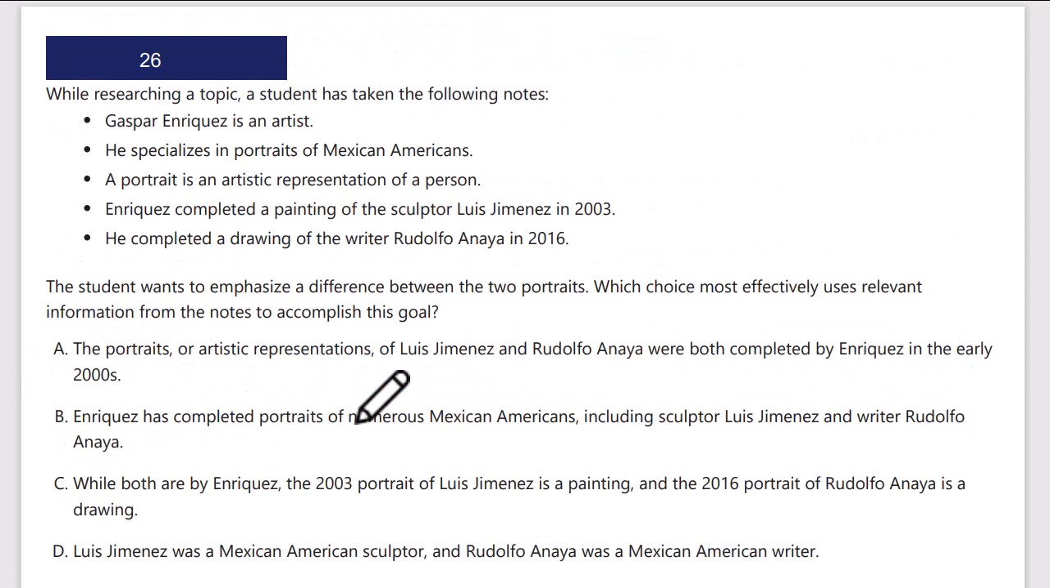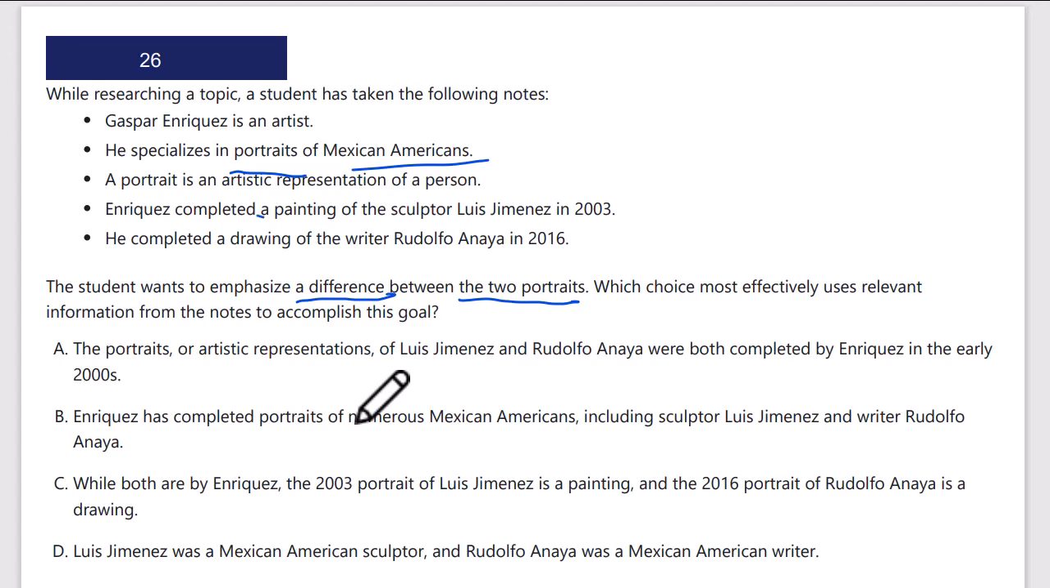The student wants to emphasize a difference, again, a difference between two portraits. Okay, let's look at them and what's different. Enriquez is an artist. He specializes in portraits of Mexican Americans. A portrait is an artistic representation of a person. Enriquez completed a painting of the sculptor Luis Jimenez in 2003. He completed a drawing of the writer Rodolfo Anaya in 2016. So we want to know the difference between the two portraits.